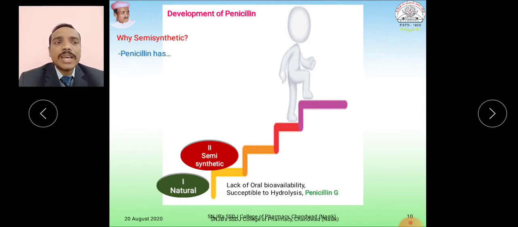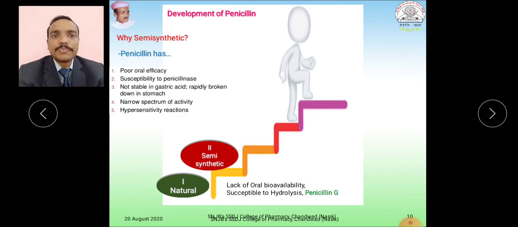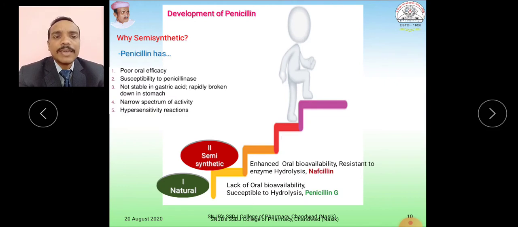Because penicillin has certain drawbacks such as poor oral efficacy, susceptibility to the penicillinase enzyme for hydrolysis, and instability in gastric pH, it is rapidly broken down in the stomach when taken by the oral route. It also has a narrow spectrum of activity and causes hypersensitivity reactions. So there was a need to develop a semi-synthetic molecule, with modifications done in the penicillin structure. Semi-synthetics have enhanced oral bioavailability.